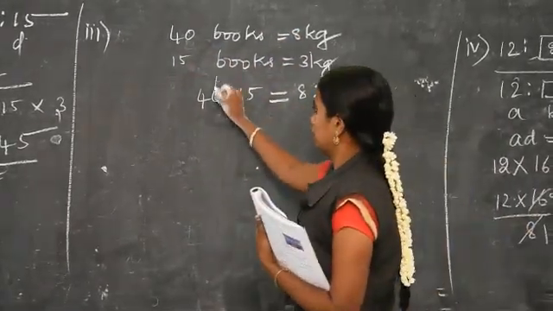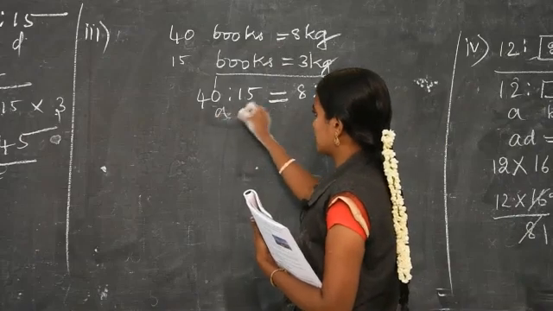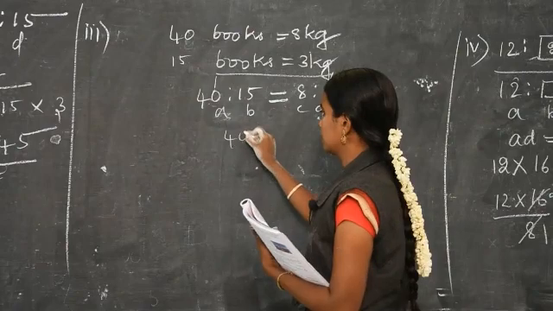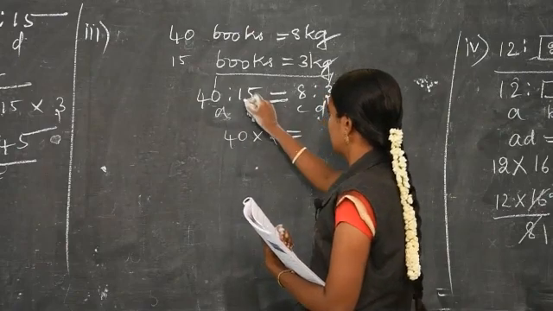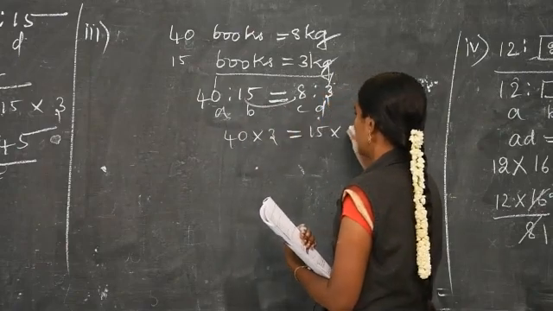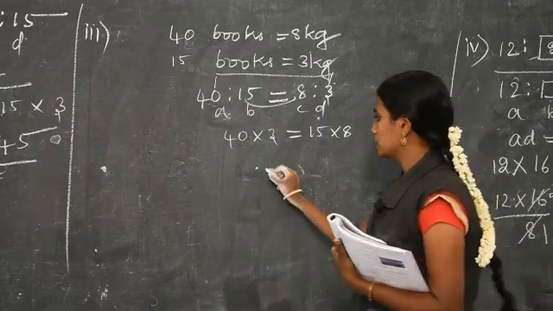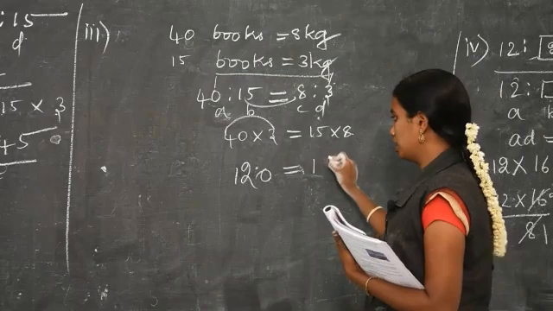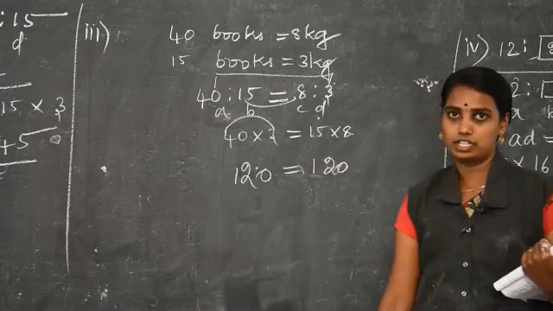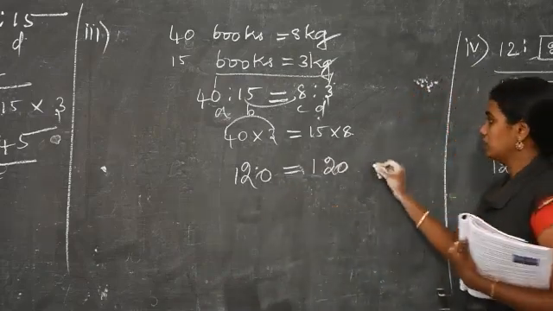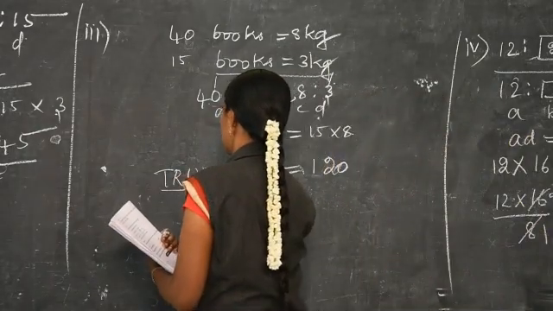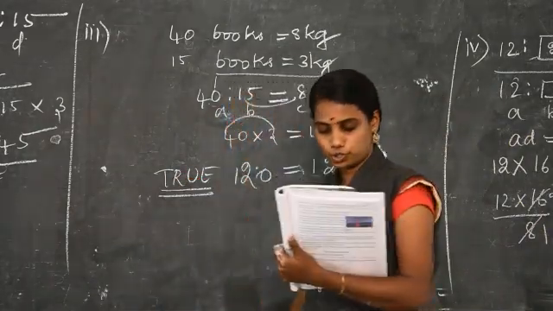So now same method, multiply AD, BC. Easy way, multiply last two terms, 40 into 3, then middle terms, 15 into 8. Okay, 0, 4 3s are 12, 15 8s are 120. Are they equal or not? Equal. So the answer is true. The given statement is true.